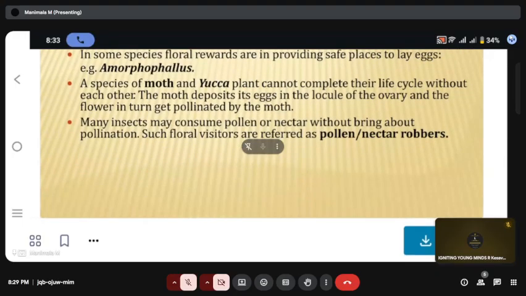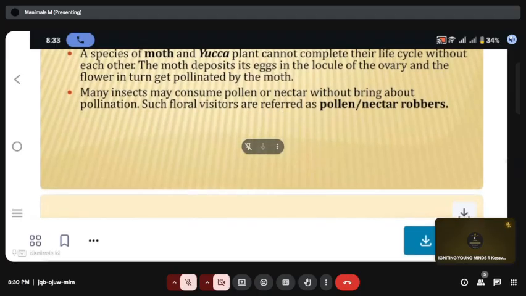And many insects may consume pollen and nectar without bringing about pollination. Okay? Such floral visitors are referred to as pollen and nectar robbers. Many insects are not involved in pollination at all, but collect the nectar, and also collect the pollen. Such insects are called pollen or nectar robbers.